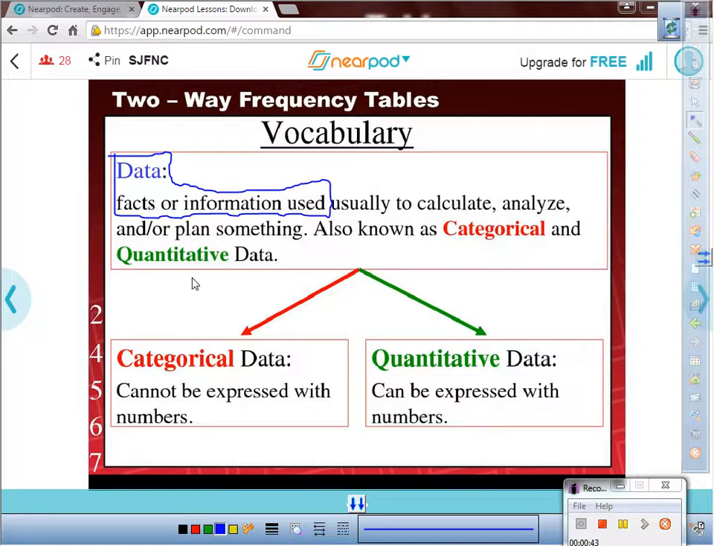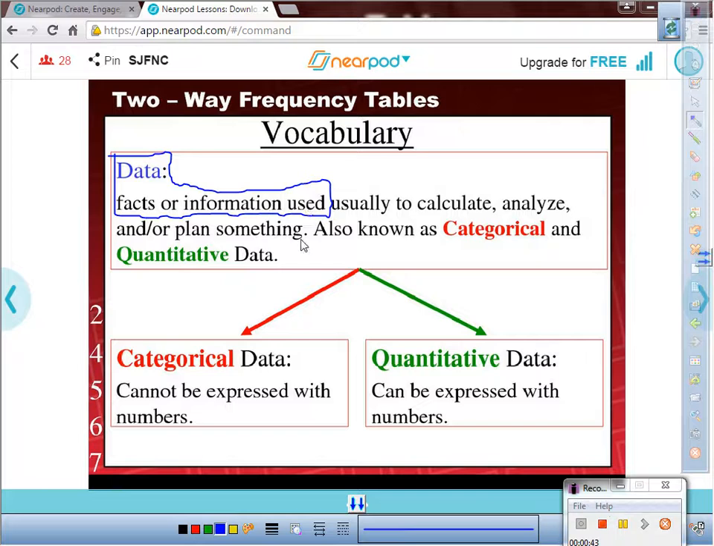Underneath that, we're going to see today two types of data. We're going to be looking at categorical data and quantitative data. So categorical data is data that cannot be expressed with numbers. Write that underneath data, facts, or information used. And you're going to leave a line so that we can write some examples in a little bit.